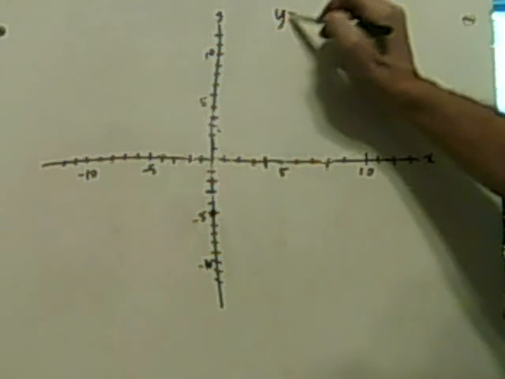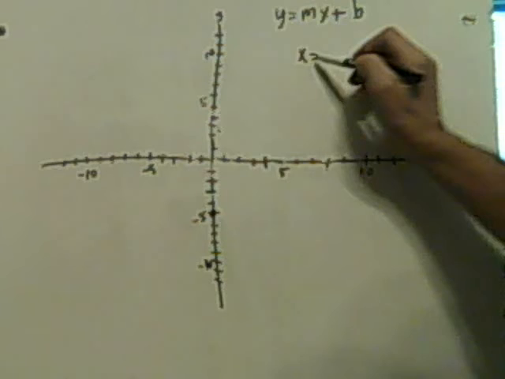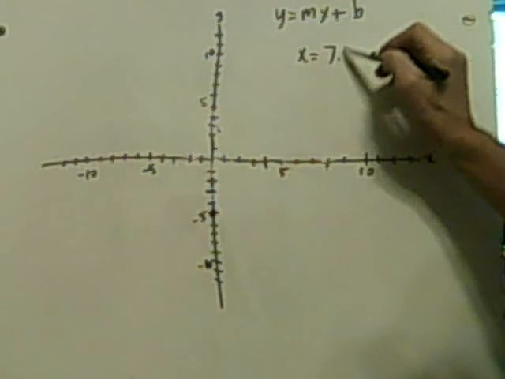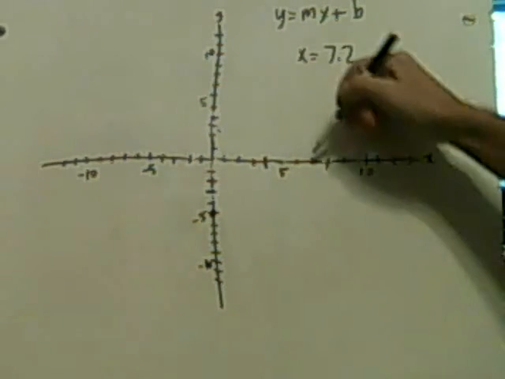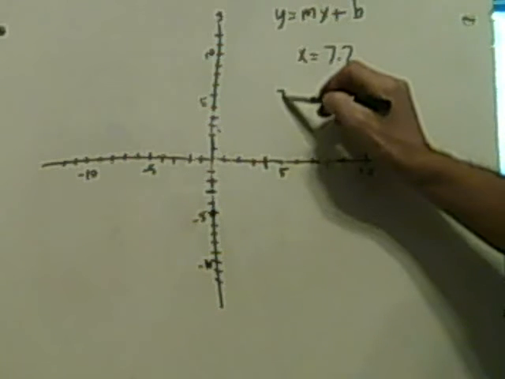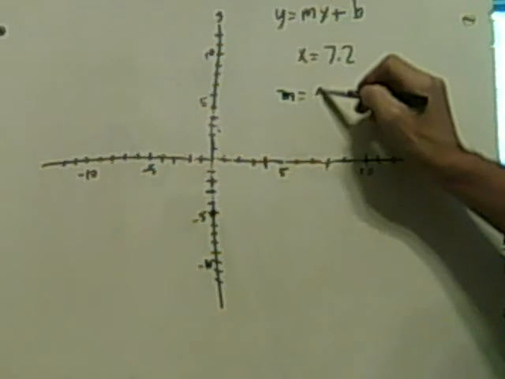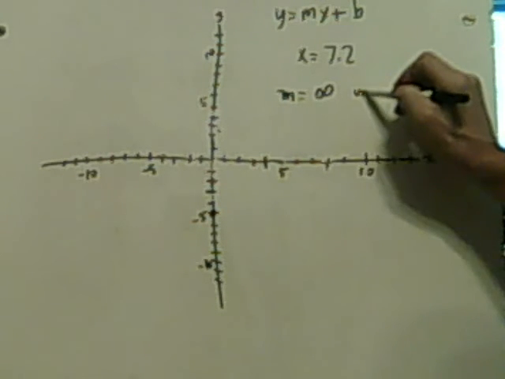Now, let's go to 30. Oh, I erased my prototype. Okay, 30: x equals 7.2. Well, x equals 7.2 is going to be a vertical line, a line like this. So what we know is that the slope, or m, I would say it's going to be infinite, but actually you might say no, it's undetermined.